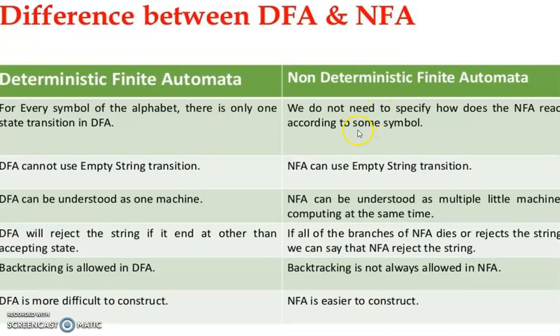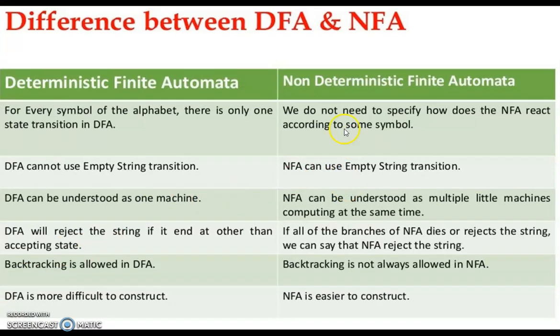The difference between DFA and NFA. In DFA, for every symbol of the alphabet, there is only one transition state. DFA cannot use empty string transition. DFA can be understood as one machine. DFA will reject the string if, in the end, it is not in an accepting state. Backtracking is allowed.